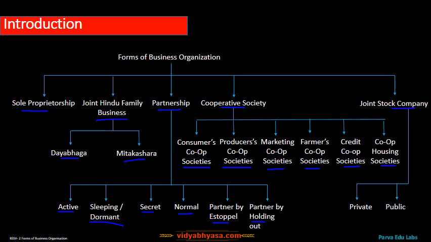There are two kinds of joint stock companies: private company, public company, and there is also the one person company now. All these things we will discuss in detail in subsequent videos. Let's move to a sole proprietorship.